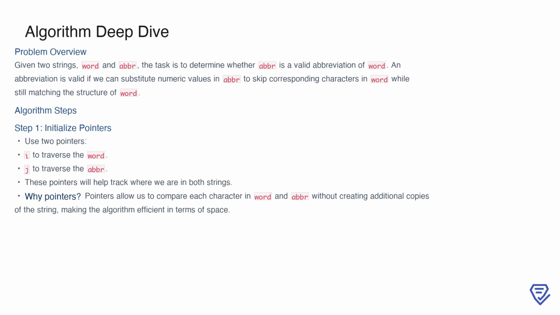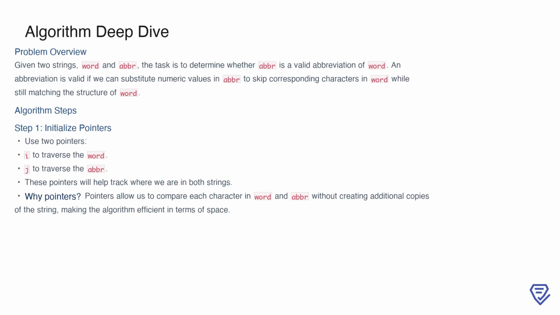To understand this problem, imagine you are given 2 strings, one is the original word, and the other is its potential abbreviation. Your goal is to figure out whether the abbreviation is valid. A valid abbreviation allows you to replace numeric values in the abbreviation with a corresponding number of characters skipped in the word, ensuring the overall structure still matches.